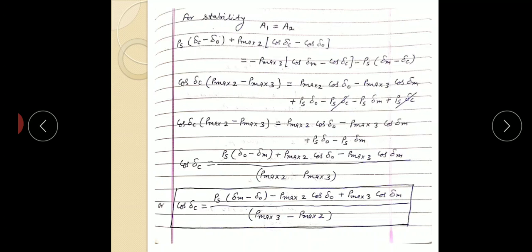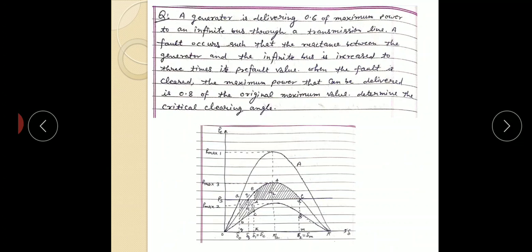So this is the derivation of critical clearing angle. Here delta C is the critical clearing angle. Very important derivation and very useful derivation. So how can you calculate the critical clearing angle? By this equation: cos delta C is equal to Ps(delta m minus delta naught) minus Pmax2 cos delta naught plus Pmax3 cos delta m, divided by Pmax3 minus Pmax2. Now let us take an example.